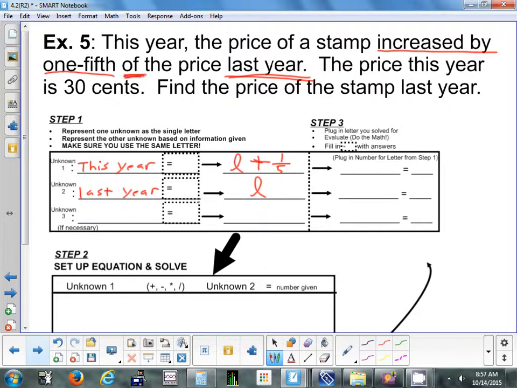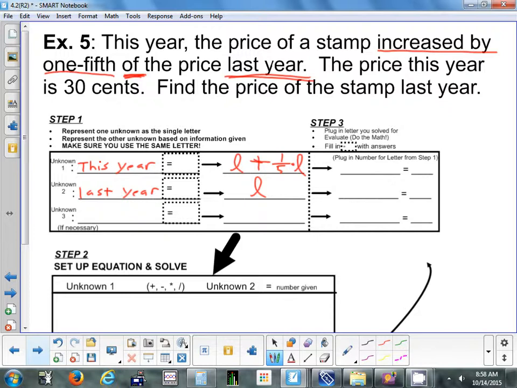What does of mean? Multiply. And it's 1/5 of what? Last year, which is represented by L. That one's tricky, but that's your setup. Okay. So L plus 1/5 L, that's this year, and last year is L. Okay, any questions on that?